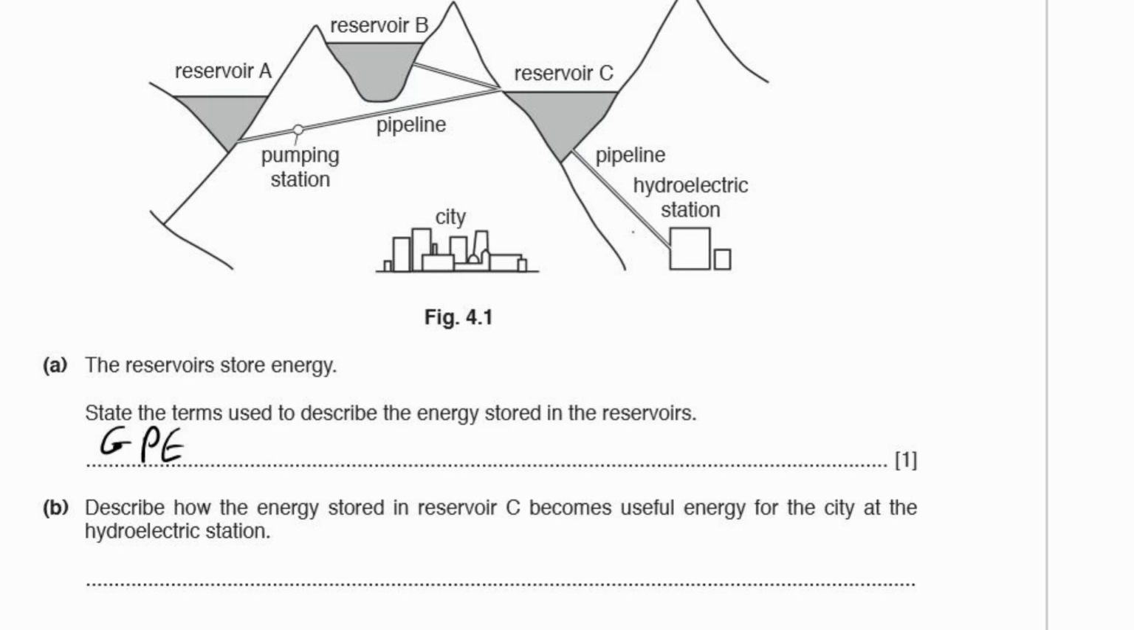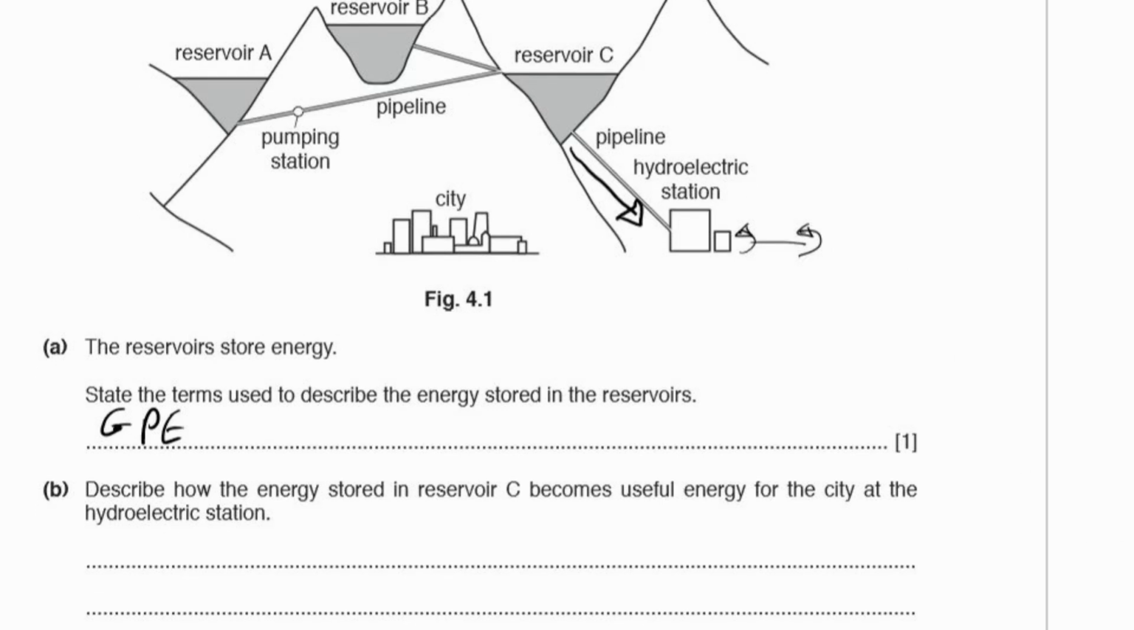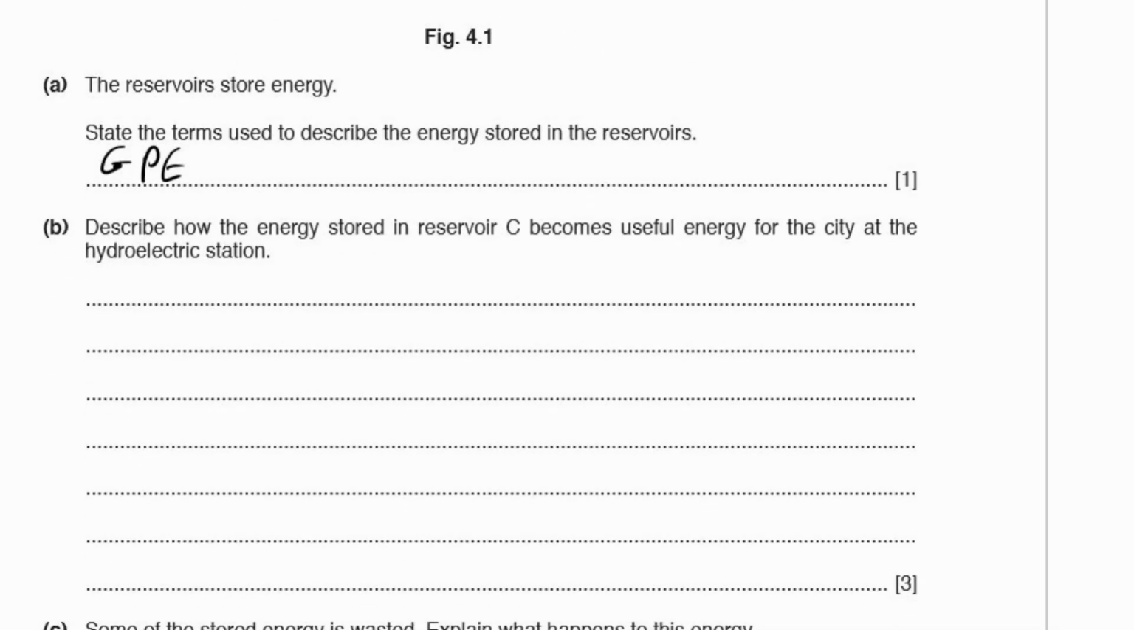Alright, how the energy stored in C, how the water can be used to generate electricity, is what it's asking. Well, the water travels down here. As it travels down, it speeds up, and it turns the turbines at the bottom, and the turbines then turn the generator, and then happy electricity. Okay, so we need to put that into proper words. Happy electricity will not get you any marks, just so we're clear. So, as water flows down the pipe, the gravitational potential energy changes to kinetic energy.